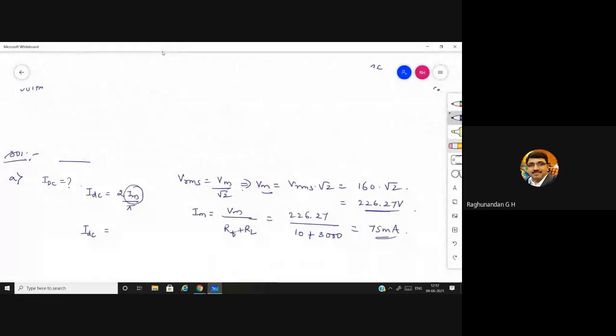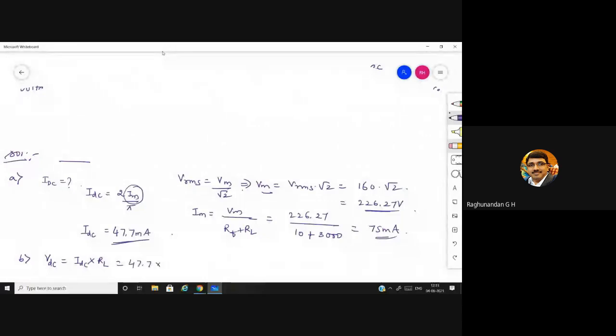Okay, 47.7 milliamps. So this is the IDC we are having. After that, the second part they've asked is average load voltage. That means they are asking VDC. So for VDC, again we have VDC is equal to IDC into RL. Just multiply with RL and tell me the answer.